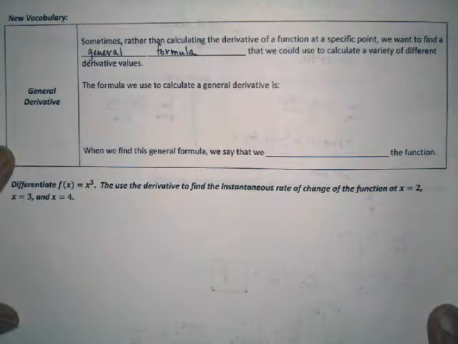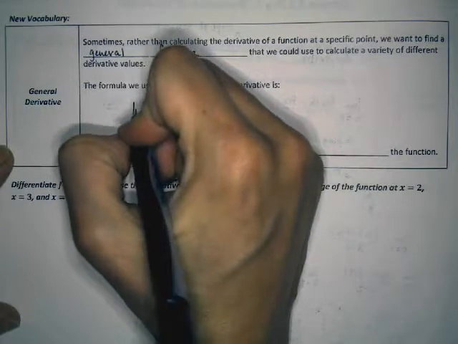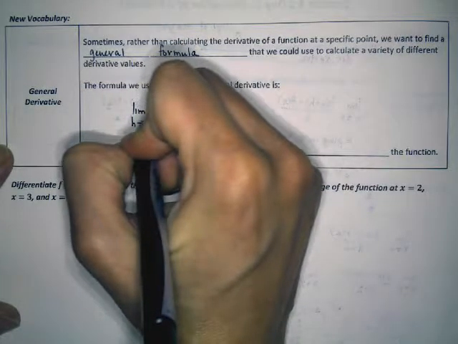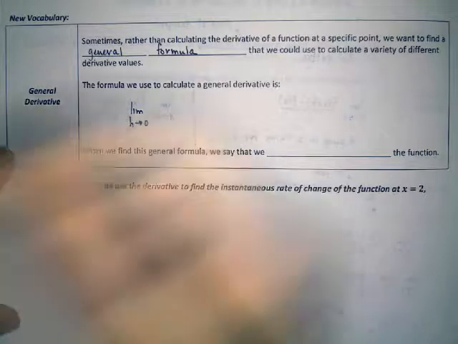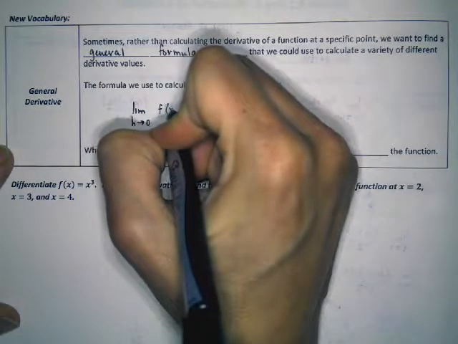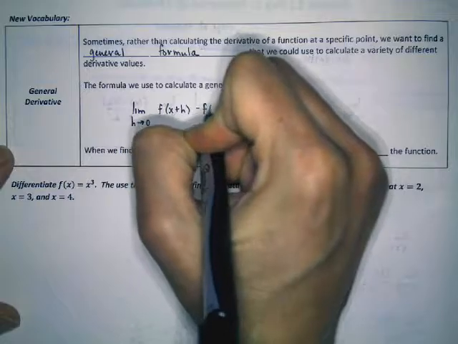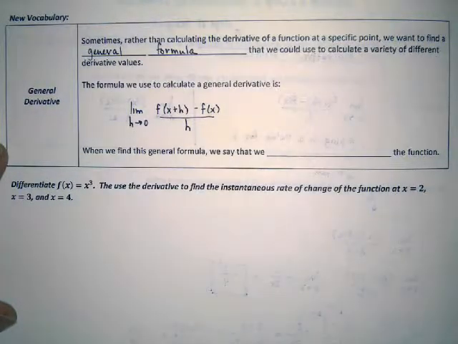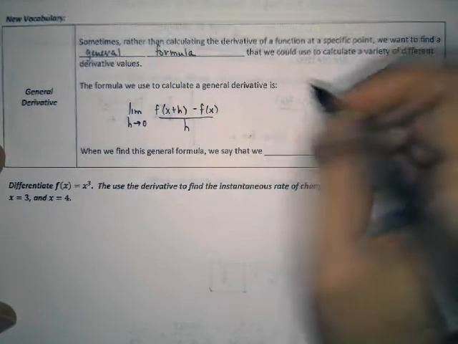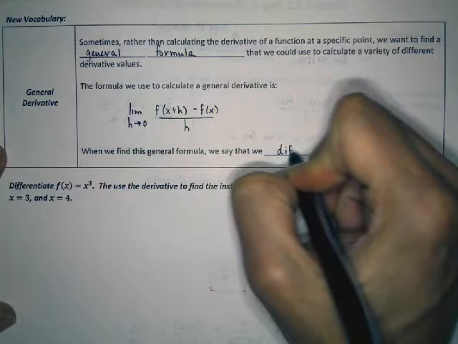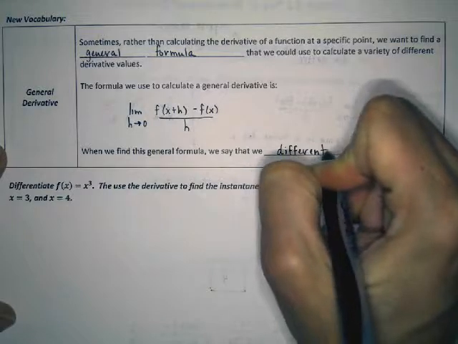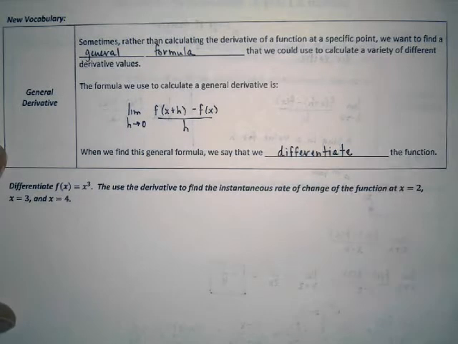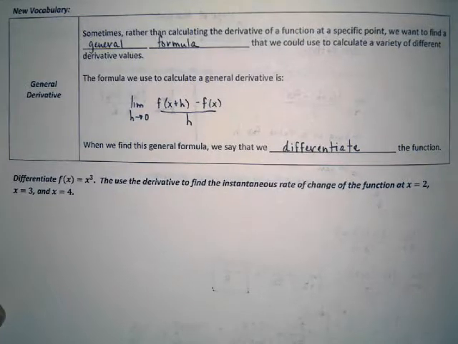And when we're talking about this general derivative, this is exactly the formula that we were practicing with at the end of the last chapter when we were finding the slope of the tangent. So there's nothing new here. Okay, that's going to give us our general derivative. When we find this general formula, we say that we differentiate the function. So to find the derivative, we have to differentiate the function.